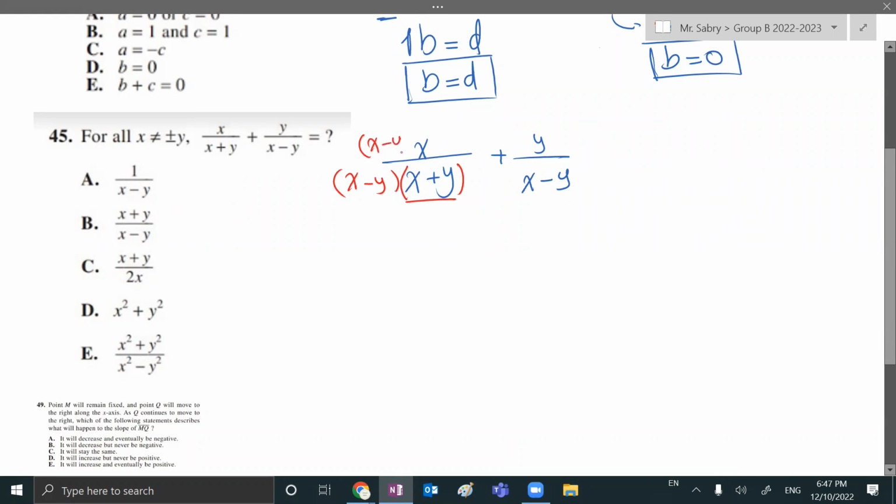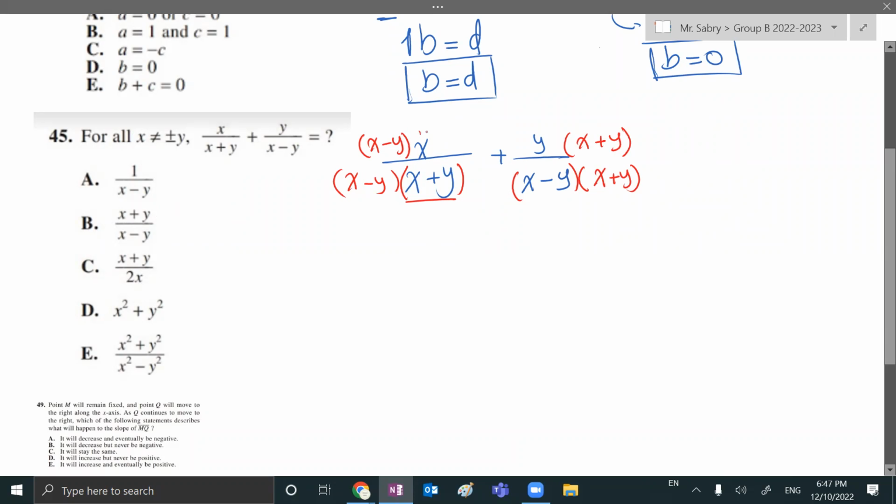Yes, because whatever I multiply up, I multiply down. So what happens next is we multiply and so on.